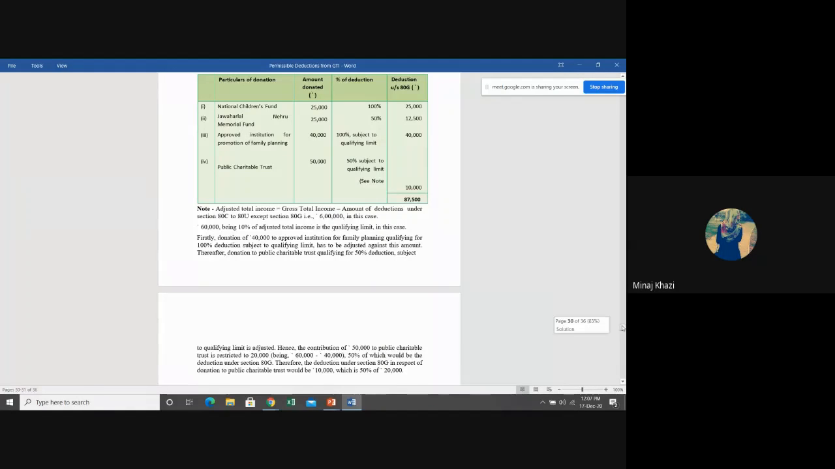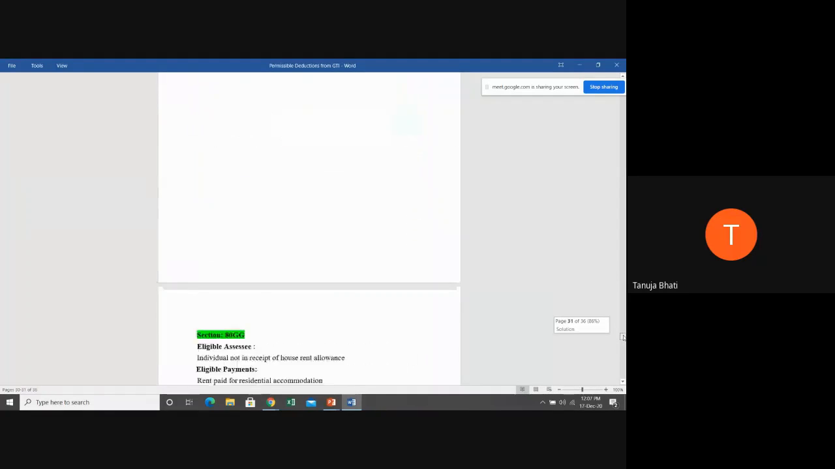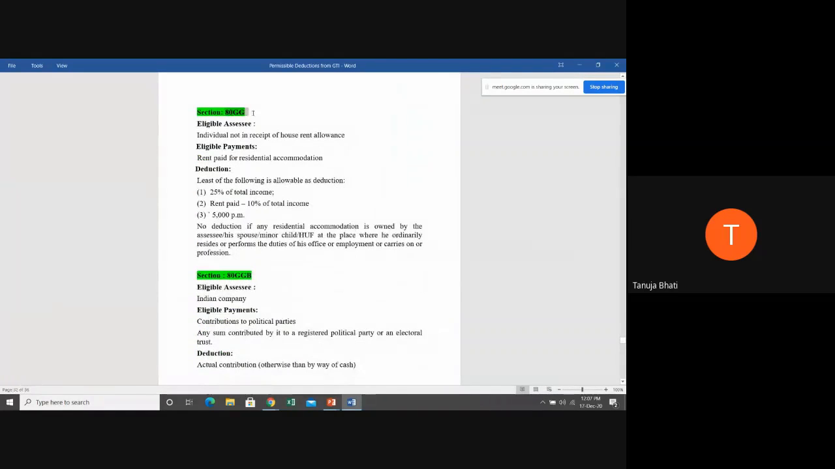Okay. Next, let us move to the next section, that is Section 80GG. Now, let us see who is the eligible assessee. The assessee who can get the deduction under Section 80GG is an individual who is not in receipt of house rent allowance. Now, what is house rent allowance? We have already seen in the salary chapter. It is an allowance given by the employer to the employee in order to meet his house rent. So an individual who is not getting the house rent allowance will be eligible to get the deduction under Section 80GG.